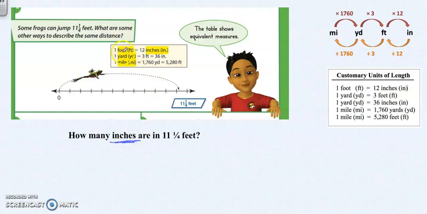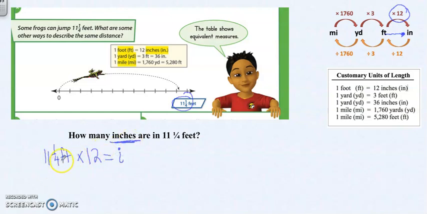Here it says feet and inches and they highlighted it. I'm going from feet to inches. Well, let's use this chart. From feet to inches means I'm going from a bigger unit to a smaller unit. I have to multiply by 12. 11 and 1/4 feet times 12 equals, I'm going to say I for inches.